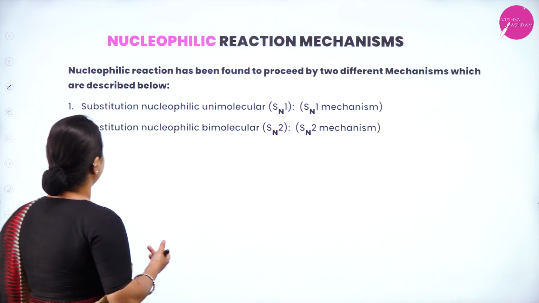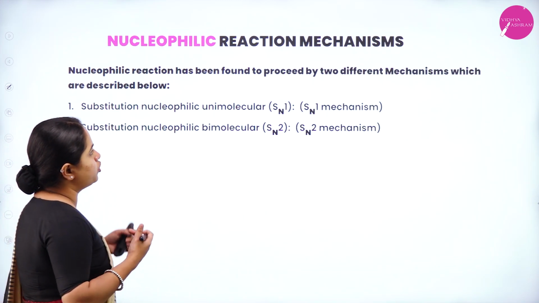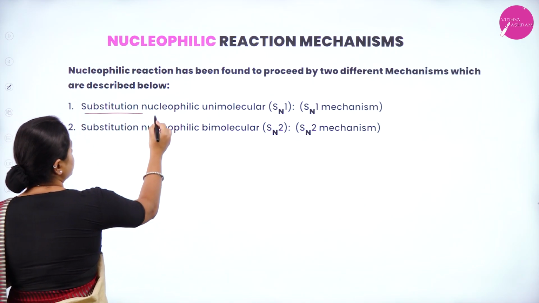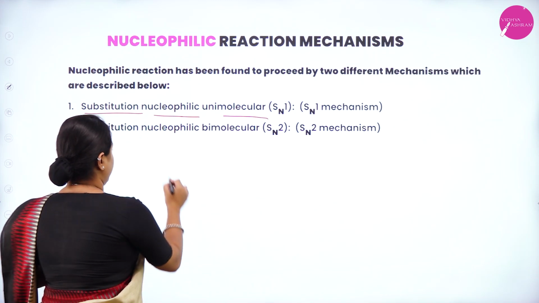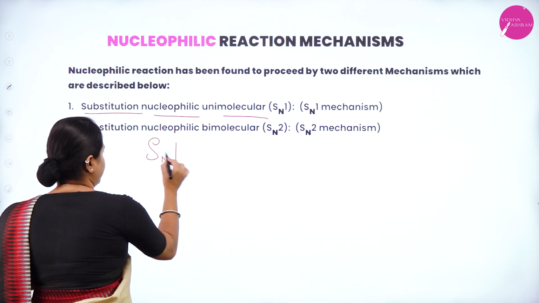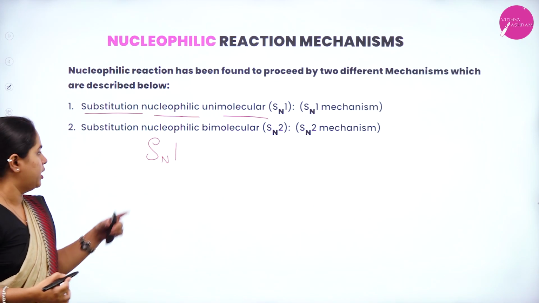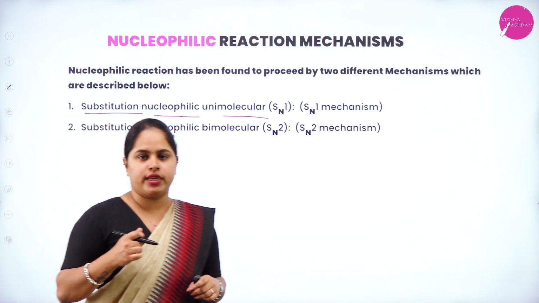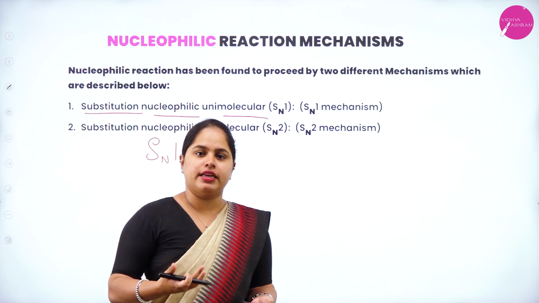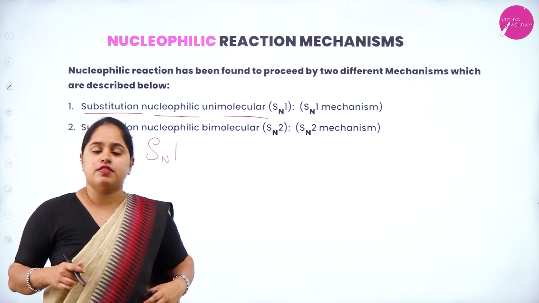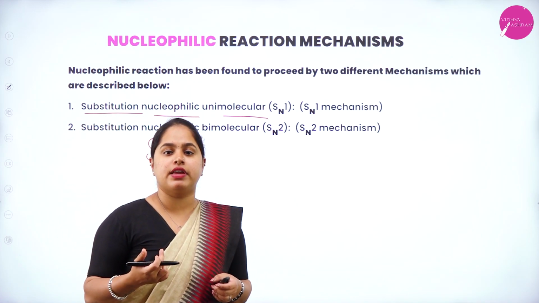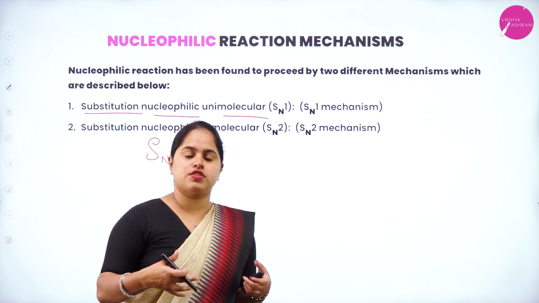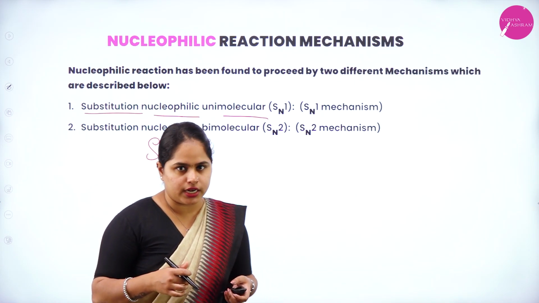Nucleophilic reactions have been found to proceed by two different mechanisms. First one is substitution nucleophilic unimolecular, that is SN1. What does the S stand for? Substitution. N stands for nucleophilic and 1 stands for unimolecular. Also, we can say that the kinetics or the order of the reaction is 1. We have studied the chemical kinetics chapter, where we studied what is order. So the 1 stands for unimolecular, or else we can also say that it is a first order reaction.